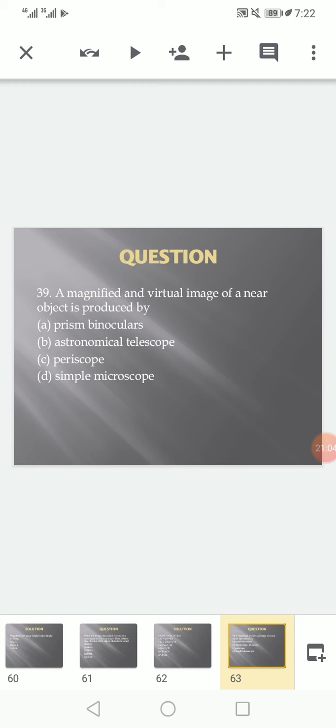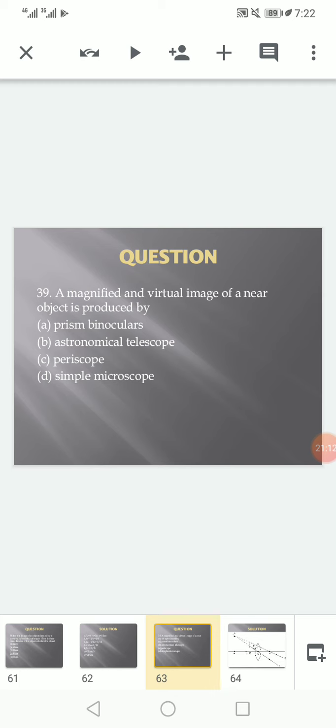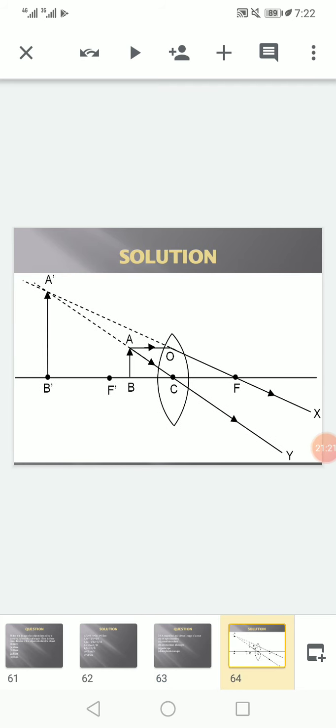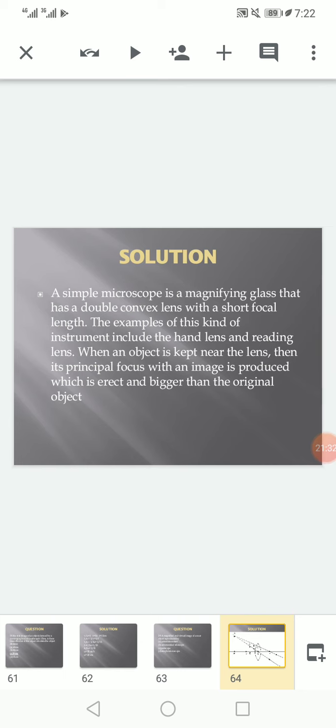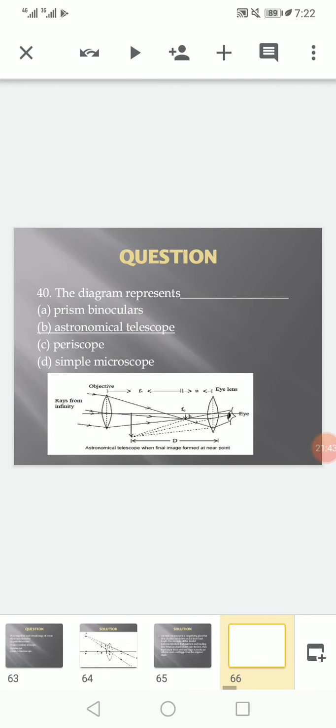A magnified and virtual image of a near object is produced by a simple microscope. So a simple microscope is used to produce a magnified and virtual image of a near object. This diagram shows what a simple microscope looks like. I would like you to study it properly. At least you should be able to identify what a simple microscope looks like. A simple microscope is a magnifying glass that has a double convex lens with a short focal length. So the focal length of a simple microscope is usually very short.